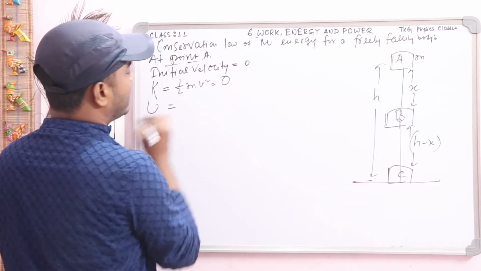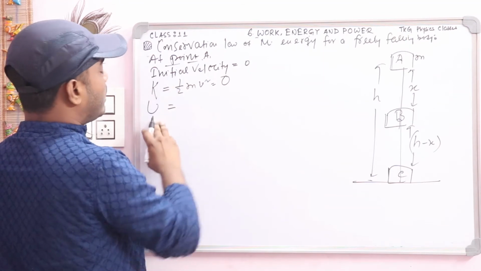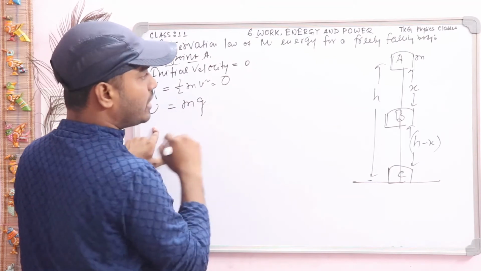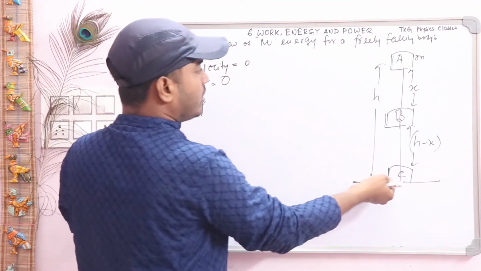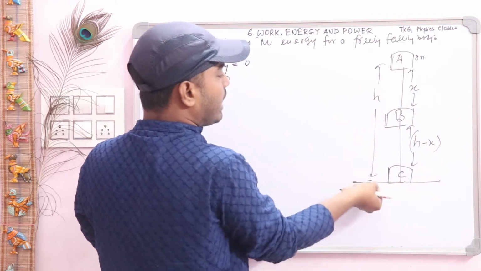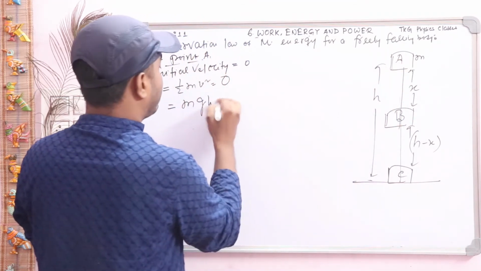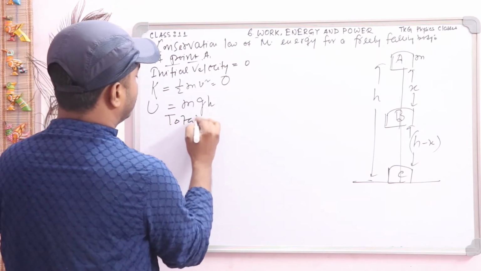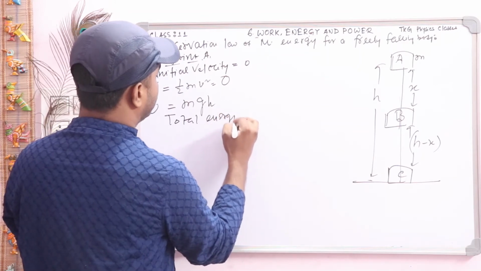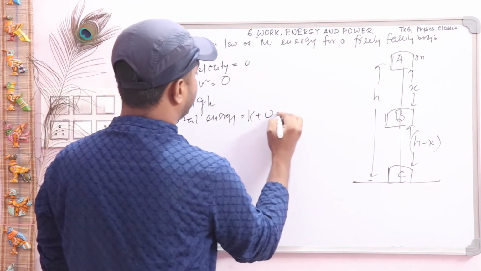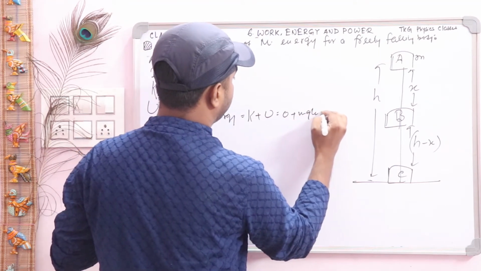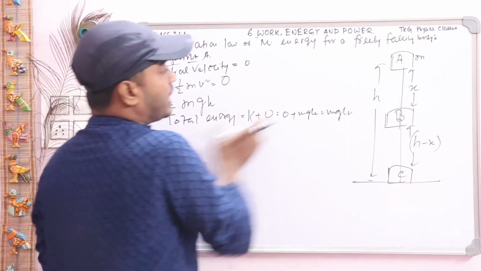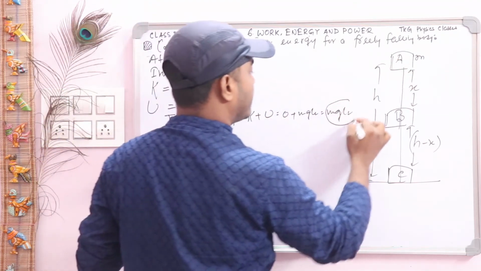Now what is potential energy? You write kinetic energy K and then you write the potential energy U. Potential energy is mass, acceleration due to gravity g, and the height. When the body is at position A, the total height is h. So this is mgh. Now you just add it. The total energy is equal to K plus U, that is 0 plus mgh, so the total energy is mgh. So this is our first condition. At point A, the total mechanical energy is mgh.